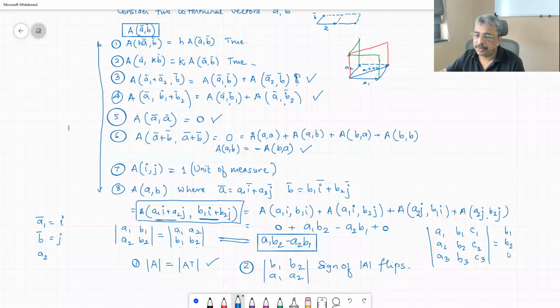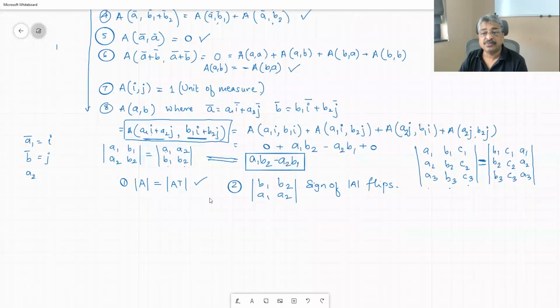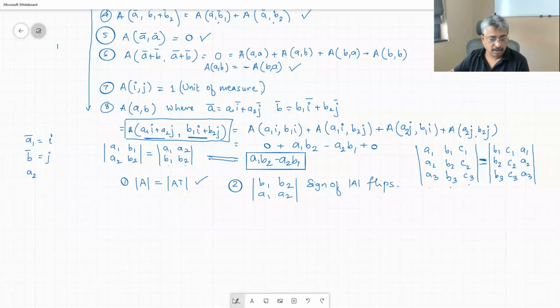So B1, B2, B3, A1 goes here, and now again you do a flip saying that C1, C2, C3 comes here, and A1, A2, A3 goes in the third place. So you need to count how many column flips that you have performed. Column B goes to first, and then column C goes to second place, that is second flip. Therefore, these two are equal. Simple. So one sign change per flip of either row or column.